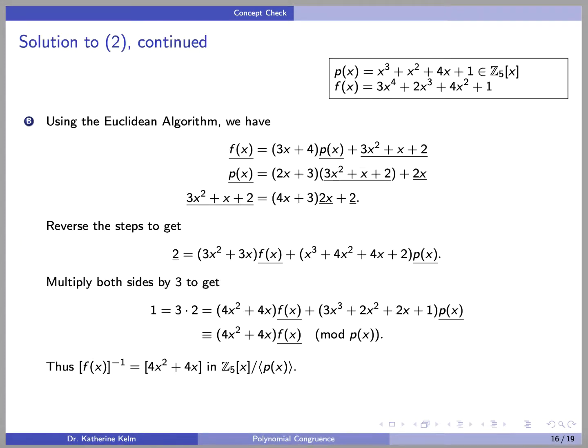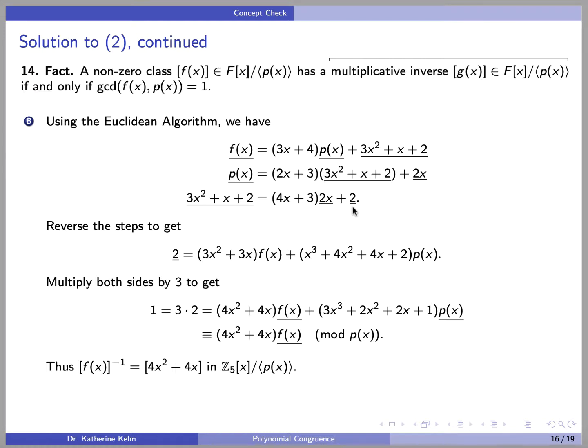For part B, again, we can use the Euclidean algorithm. As a reality check, our Euclidean algorithm should end with a non-zero constant here because we already know that the GCD of f of x and p of x should be 1 by fact 14. So we can reverse the steps of the Euclidean algorithm. I invite you to work that out for yourself if you haven't already, to get 2 as a linear combination of f of x and p of x.